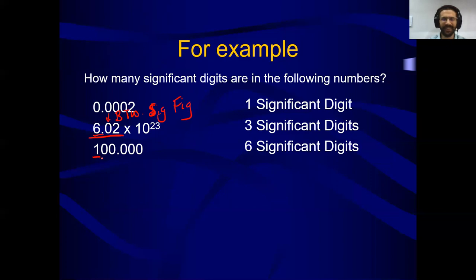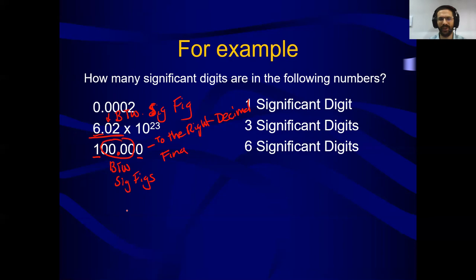6, right? 1 is a non-zero, rule number 1. Rule number 3, this is to the right of the decimal, to the right of the decimal is right here, and it's final, right? All of these are significant because they're between, by the way, between sig figs, right? So those are all significant numbers.